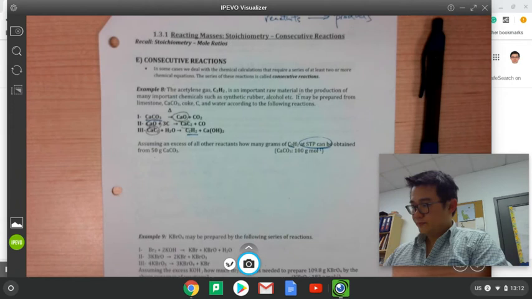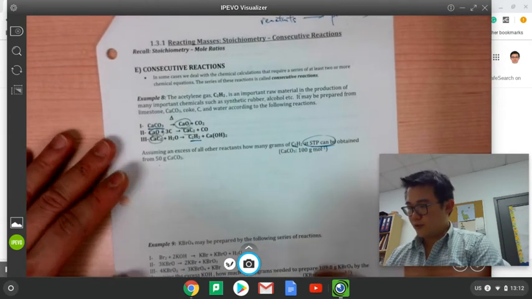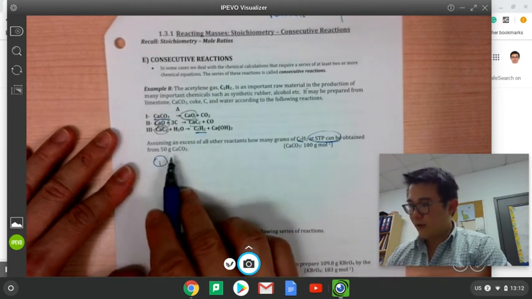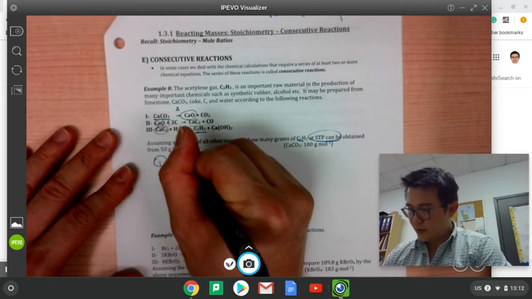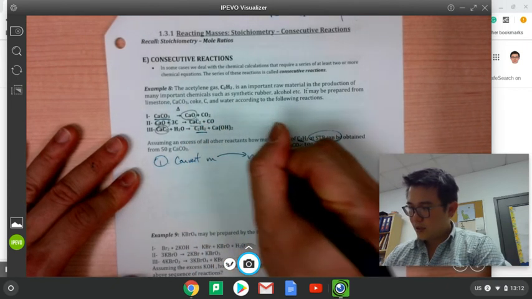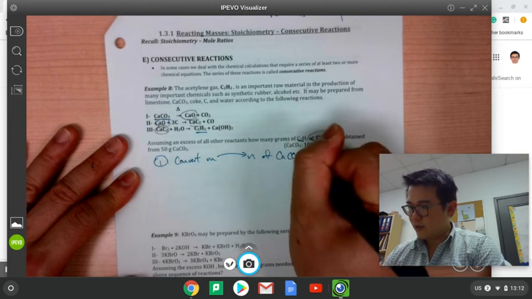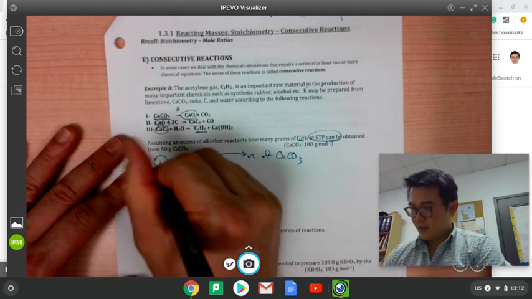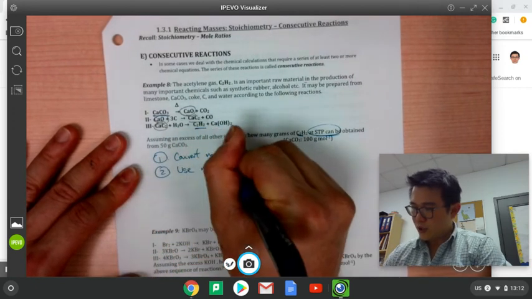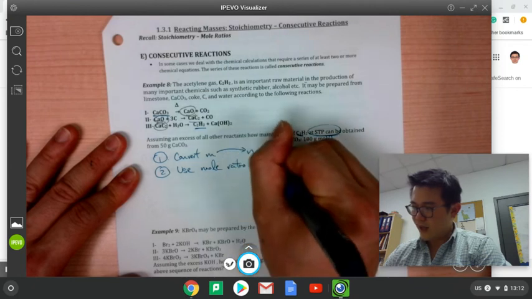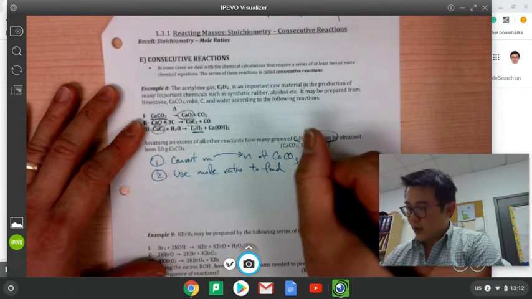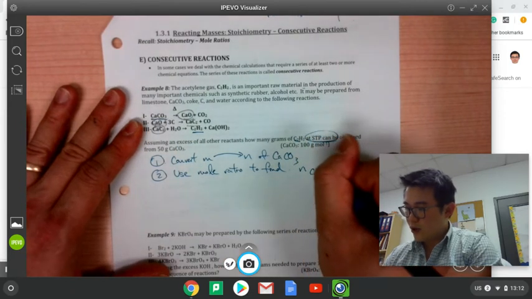so here we go. Now the game plan, what you need to do is this. Game plan, step one, you want to find the number of moles, convert mass to moles of CaCO3, because we know that already, right? Step two, use the mole ratio to find, from CaCO3, the moles of CaO.